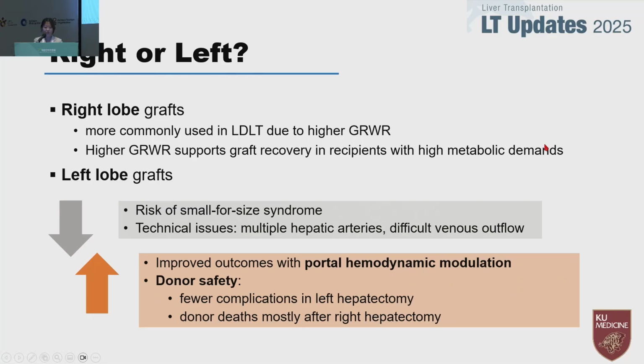Truly, left lobe graft have certain limitations, including increased risk of small-for-size syndrome and several technical issues such as multiple hepatic arteries and difficult venous outflow. However, nowadays we have a lot of evidence about improved outcomes with portal hemodynamic modulation. Also, as all you know, in terms of donor safety, there are fewer complications in left donor hepatectomy compared to right hepatectomy. Also, most donor deaths occurred after right hepatectomy.